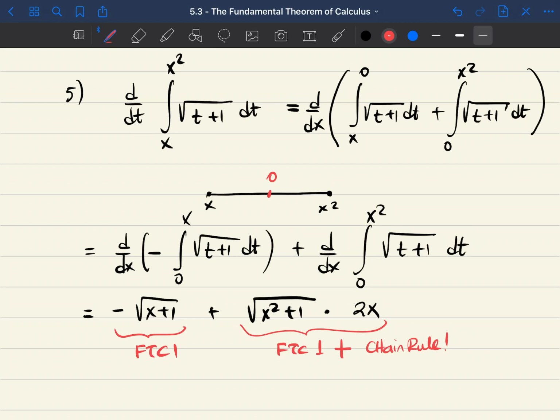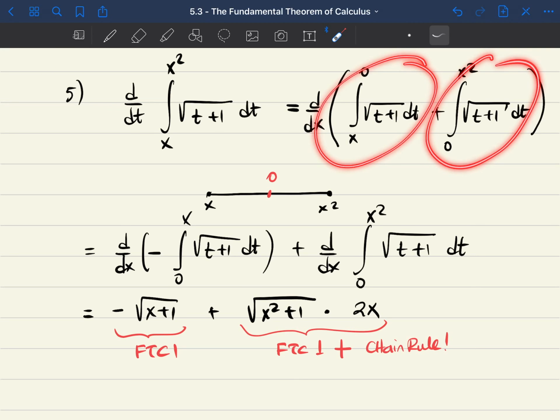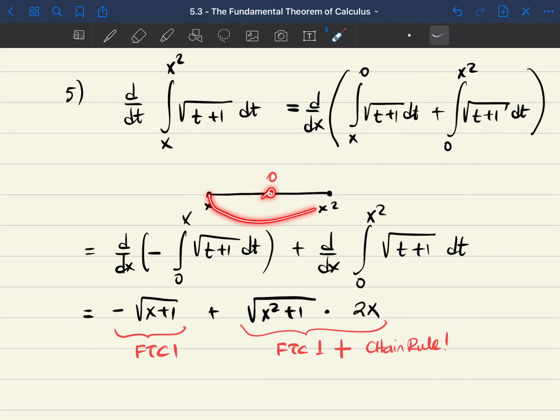So these are all the scenarios that you can have. You can either have x at the bottom and a constant at the top, which means you have to flip, or you can have a function at the top instead of x, which means you have to use the chain rule, or like in this example here, you have functions both top and bottom for the limits of integration, which means you have to split into two pieces, assuming there's a constant in between x and x squared, and then do the necessary work after that. So use FTC1 and the chain rule.